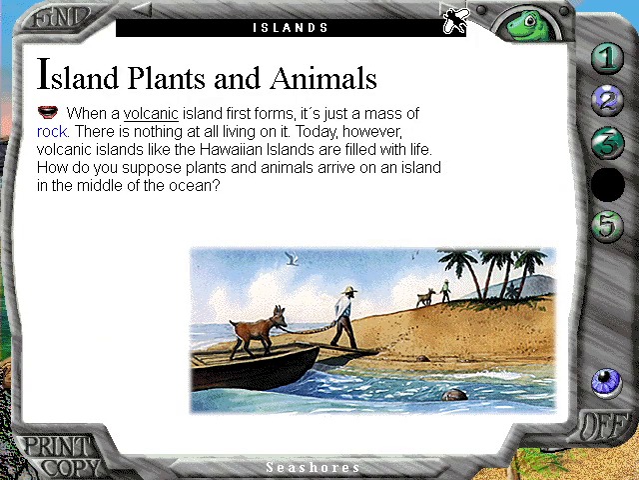Island plants and animals. When a volcanic island first forms, it's just a mass of rock. There is nothing at all living on it. Today, however, volcanic islands like the Hawaiian Islands are filled with life. How do you suppose plants and animals arrive on an island in the middle of the ocean?